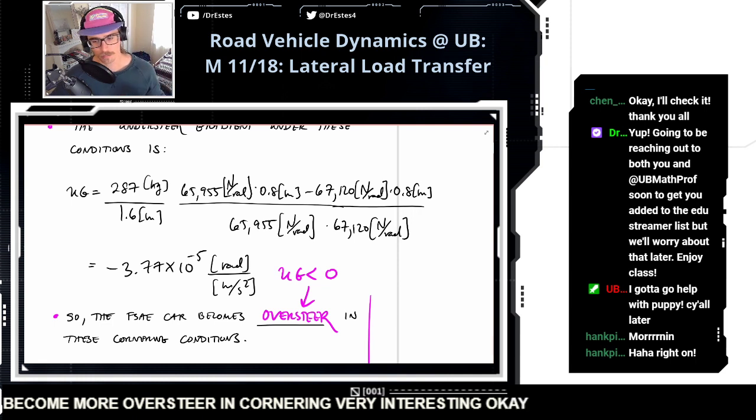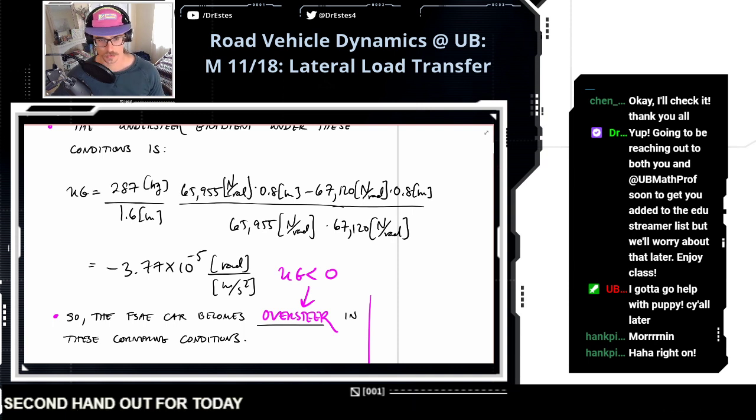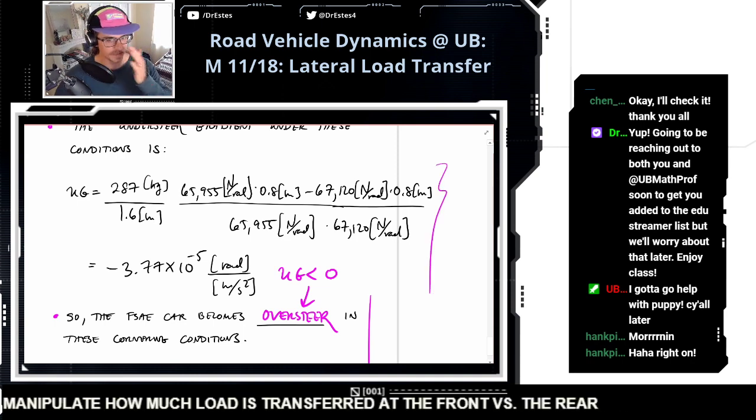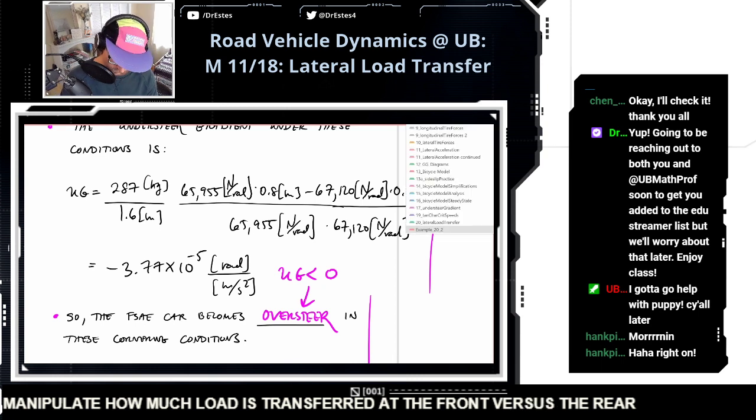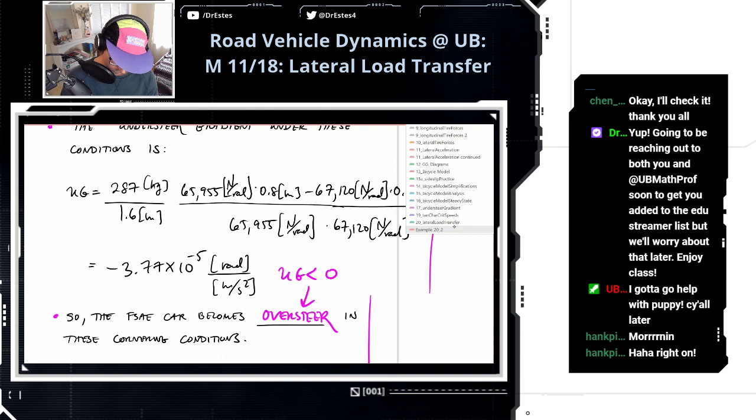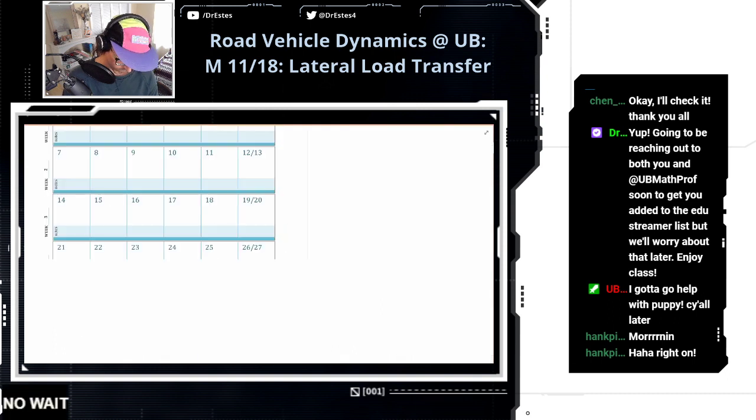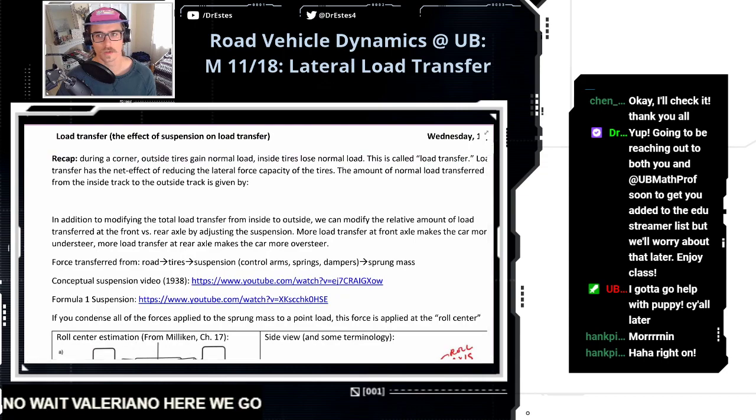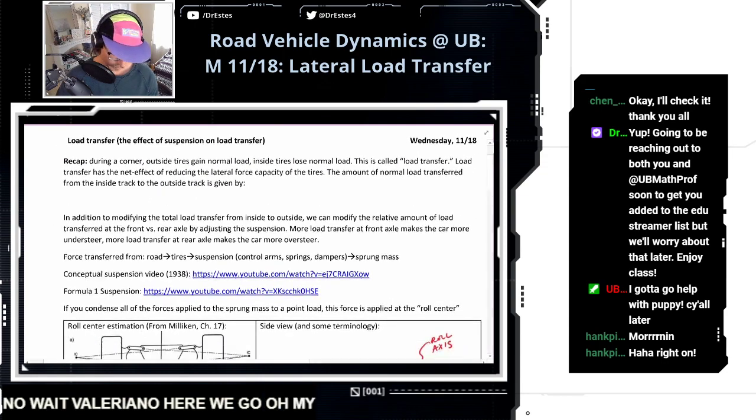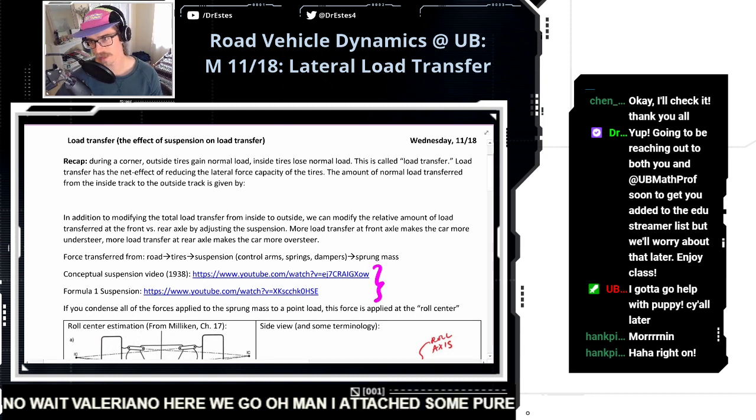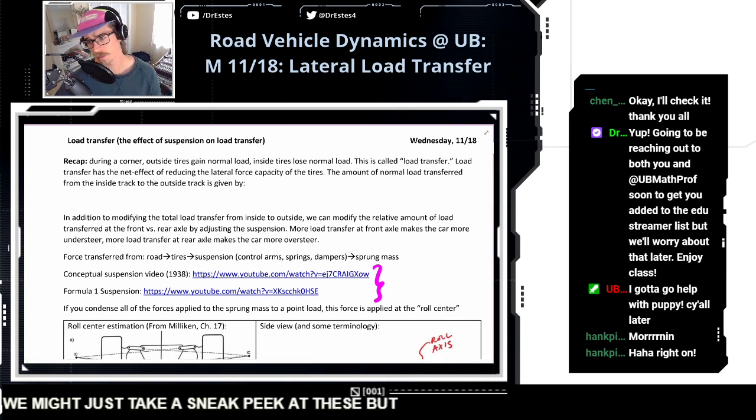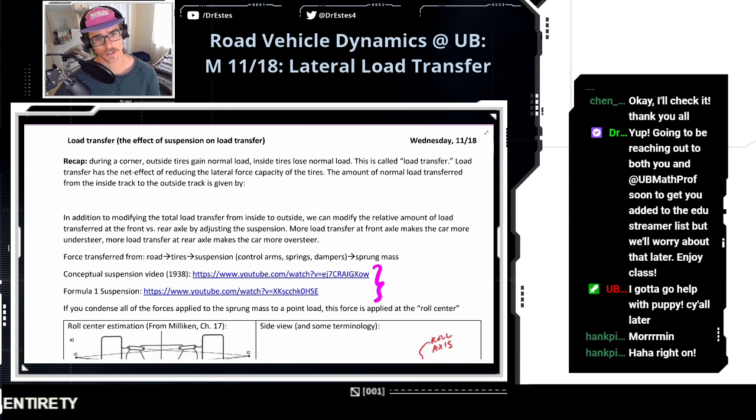Okay, let's jump over to the second handout for today, because we're going to start to talk about how you can manipulate how much load is transferred at the front versus the rear. Oh, here we go. Oh man, I attached some pure gold YouTube videos here. We might just take a sneak peek at these, but if you go back and watch these in their entirety, really fantastic.